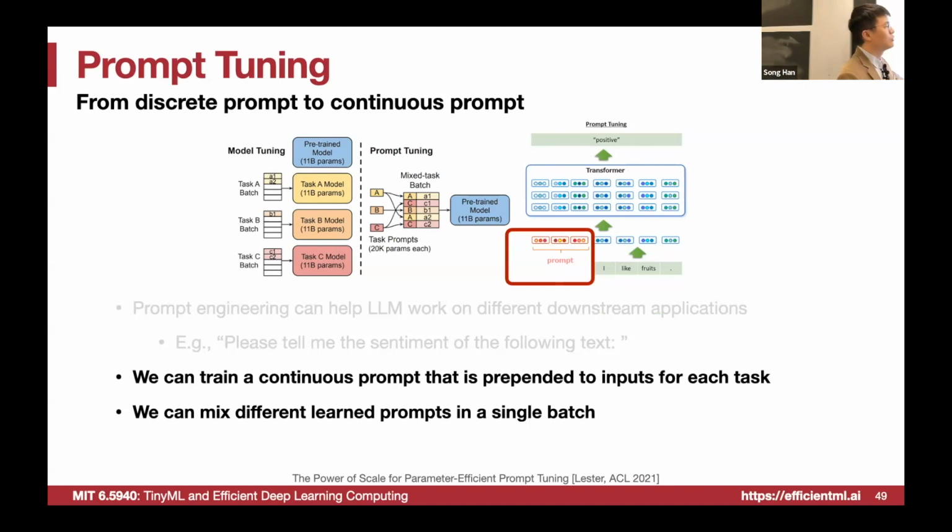We can train a continuous prompt that is prepended to the input for each task, so that this continuous prompt represents that task. And also we can mix different learned prompts in a single batch, like in this case. We have 3 different learned prompts, A, B, C, and we can actually mingle them in a single batch. From the large language model's perspective, the capital A plus A1 versus capital C plus C2, they actually are the same. Don't have to distinguish them. How do we distinguish them? Different tasks have different prompts.